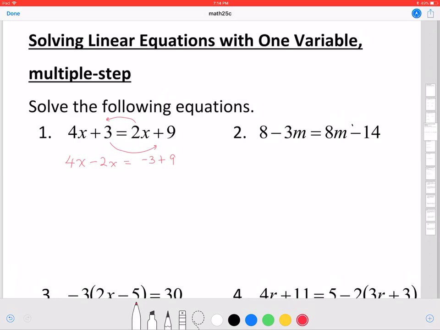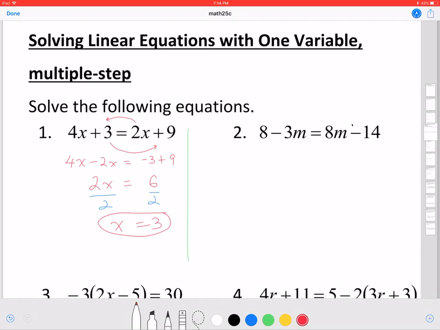So what we have now is a pretty straightforward 2x is equal to 6, and we'll divide by 2 on both sides, and we have the answer x is equal to 3. And that's it for this problem.